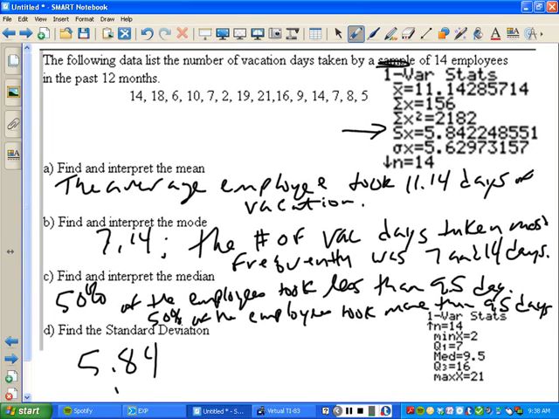If you had to interpret, you would say on average, each person's value was about 5.84 days from the mean. On average, each person's value deviated by about 5.84 days from the mean. Okay. Any questions on that? Okay. How do you say that? To interpret the standard deviation, on average, each person's vacation days was 5.84 days from the mean. It's a measure of dispersion.